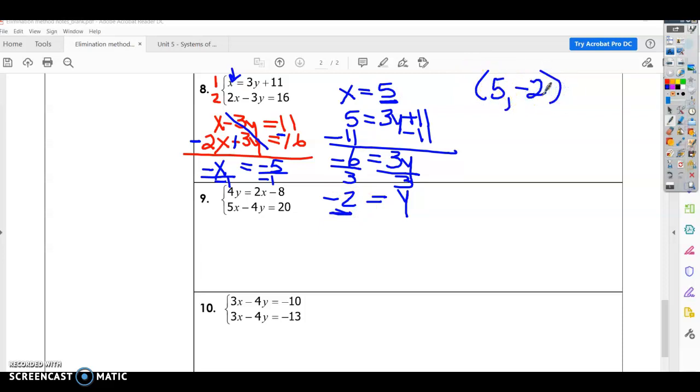And then I'm going to plug it in to check it. All right, always plug it in, make sure that it works. All right, 5. Does 5 equal 3 times -2? 3 times -2 is -6, plus 11 does equal 5. All right, the second equation, 2 times 5 is 10, minus 3 times -2. -3 times -2 is plus 6. Does 10 plus 6 equal 16? It does, so that checks out.